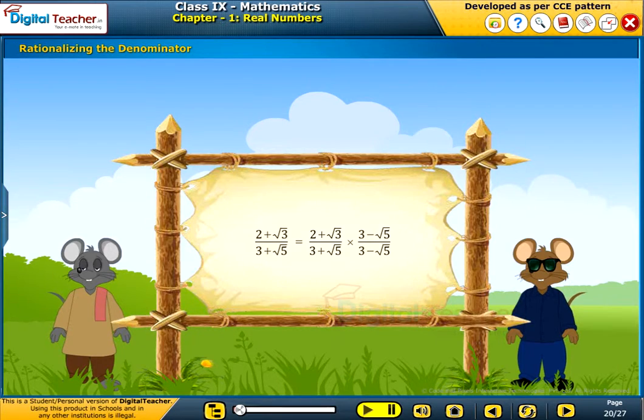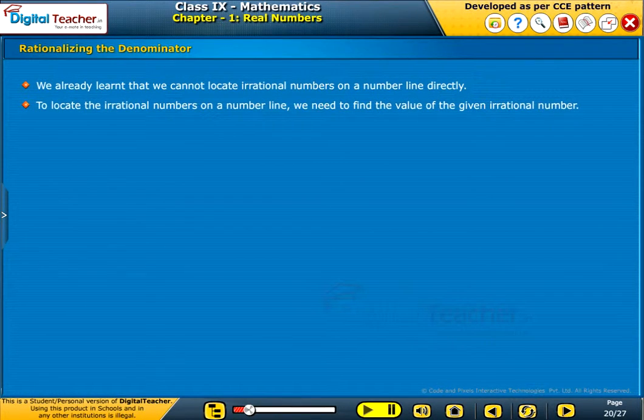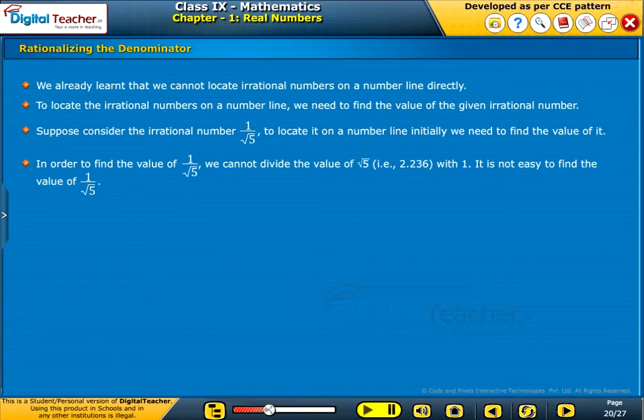Rationalizing the denominator. We already learned that we cannot locate irrational numbers on a number line directly. To locate the irrational numbers on a number line, we need to find the value of the given irrational number. Suppose, consider the irrational number 1 by root 5. To locate it on a number line, initially, we need to find the value of it. In order to find the value of 1 by root 5, we cannot divide 1 by the value of root 5, that is 2.236. It is not easy to find the value of 1 by root 5.